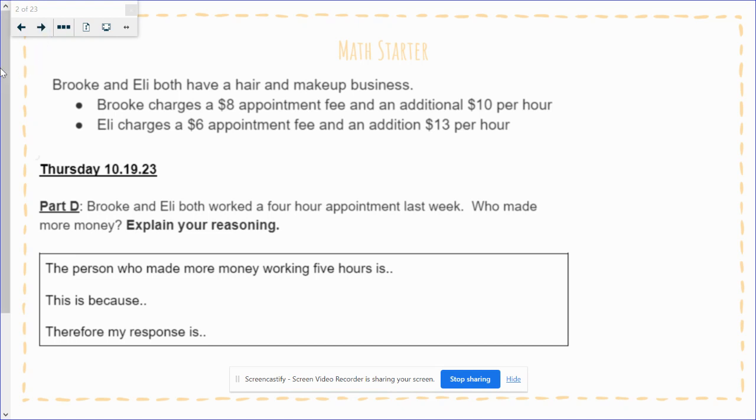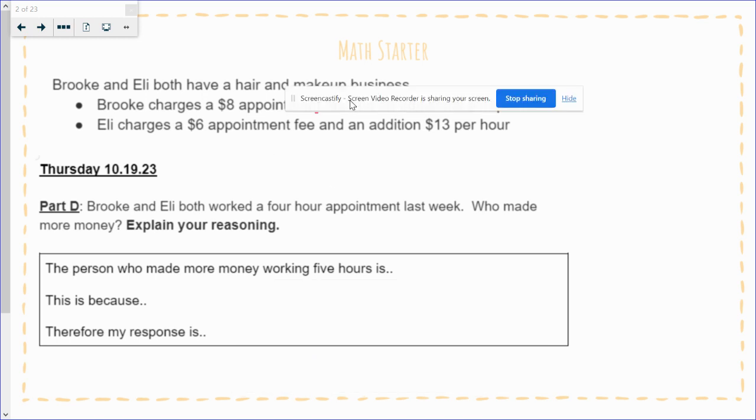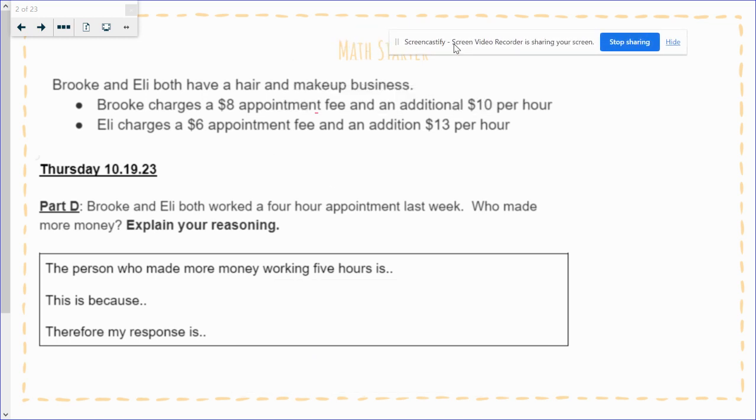Brooke. So we have the same situation we've been working with all week. Brooke charges an $8 fee and has an additional fee of $10 per hour. Eli charges a $6 appointment fee and $13 per hour. If they both worked a 4-hour appointment last week, who made more money?